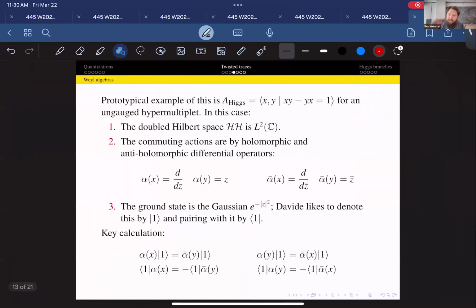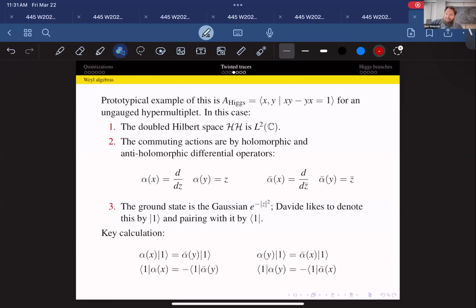So what does this look like in the most simple example? I have one ungauged hypermultiplet. So then A Higgs, this is the Weyl algebra. I have X and Y, and they satisfy the canonical commutation relations. So the usual Hilbert space you would think of for this would be L2 of R, with X and Y acting by position and momentum operators, right?